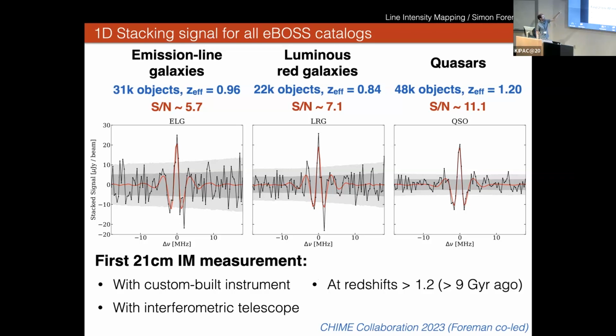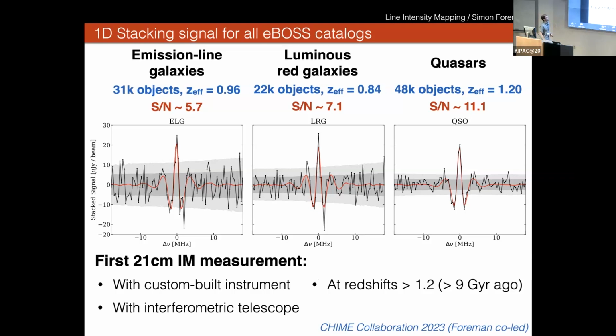So the black points are the measurements connected by lines to guide the eye. The red curves are the best fit theory predictions, which also incorporate the filtering we've done, which is why they have this funny sinc function-like shape. And the bands denote 1 and 2 sigma error bars, which we get from stacking on random catalogs.